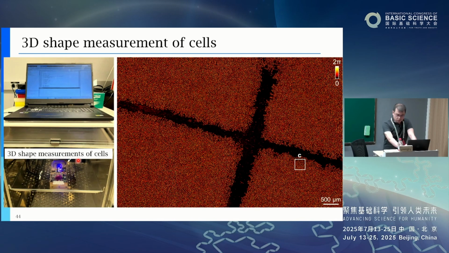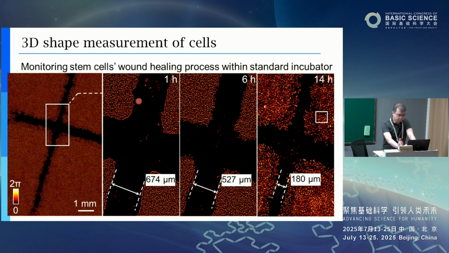So for example, we try to monitor the cell culture over time. What you can do is put this compact device within the incubator. You have the cell culture dish pasted on top of the coated sensor. So this is the very large imaging field of view. If you zoom in on this very small part, you can see the cell migrations over time.